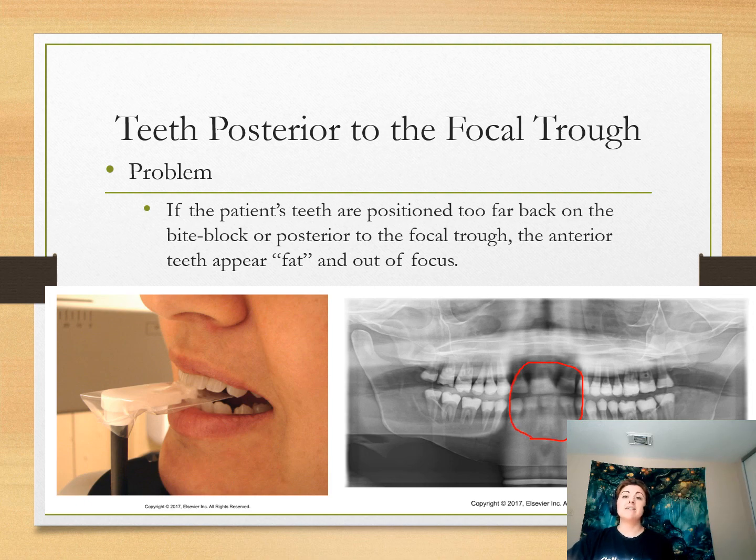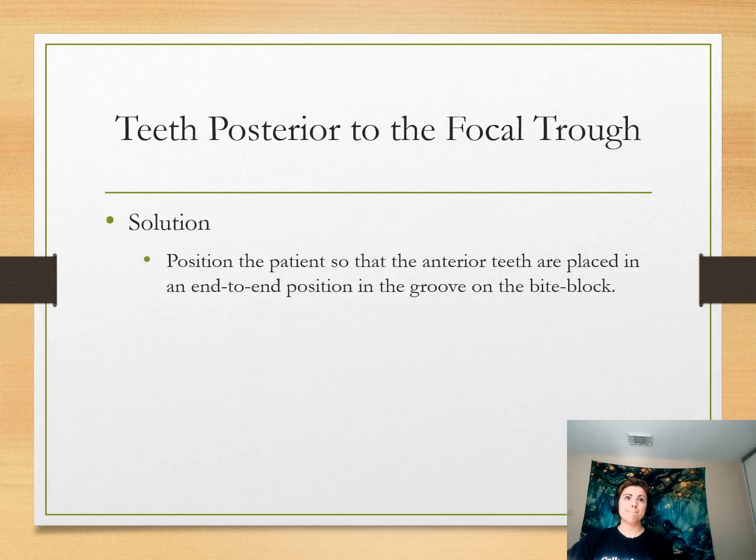Anyway, if they're too far back, then the anterior teeth you can see here are too fat and they're out of focus. So if you don't get the anterior teeth into the focal trough, they will be blurry. If they're too far back, they're going to appear too wide. If they're too far forward, they're going to appear too skinny. In order to fix the issue of having them too far back, you're going to ask your patient to move forward until their anterior teeth fall into the groove or the notch that is on the bite block.